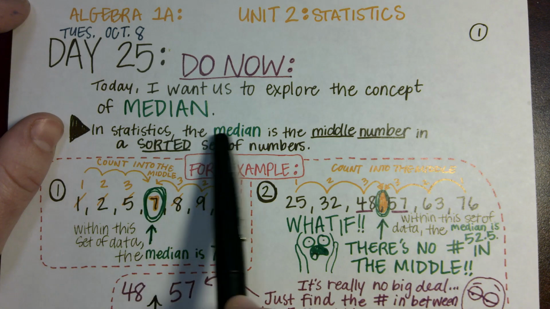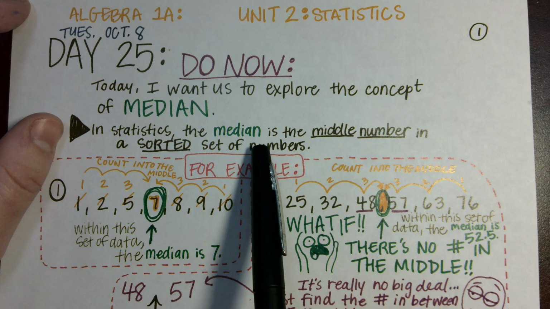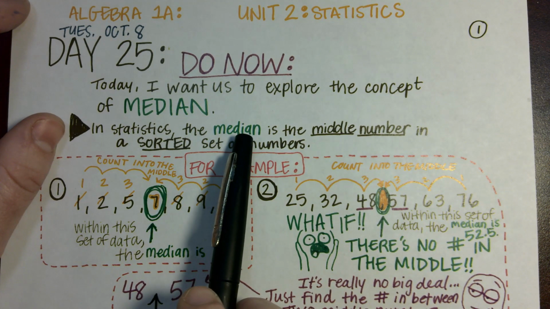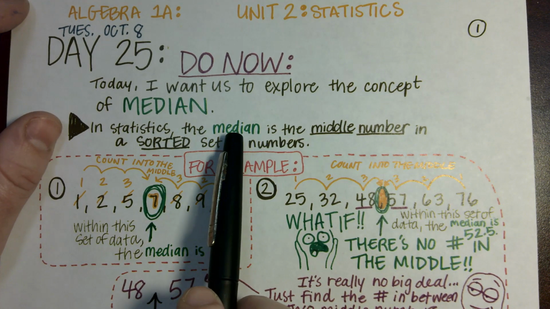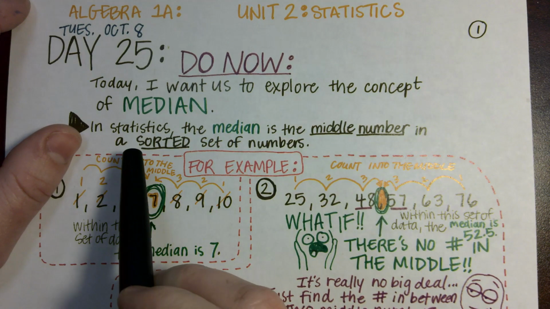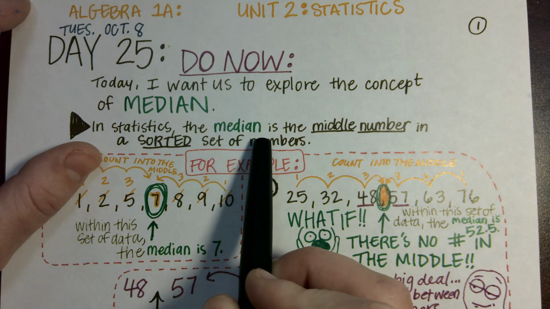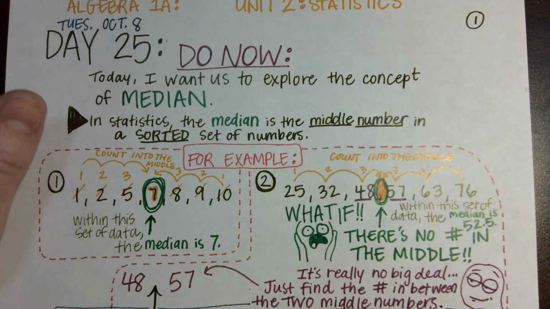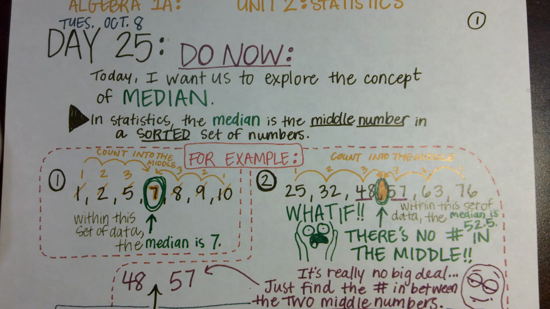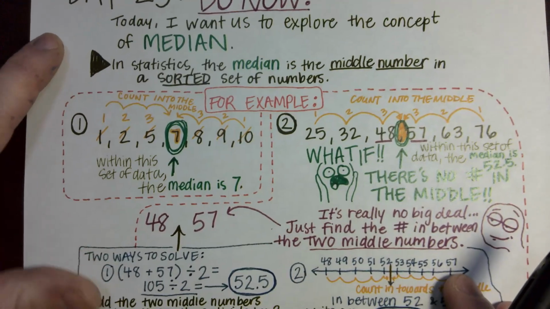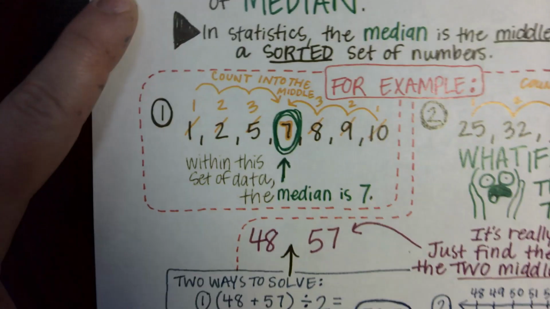In statistics, the median is the middle number in a sorted set of numbers. Perfect. So when we're finding median, we're looking for the number that is in the middle. Now, the big key part here is that it's in a sorted set of numbers. When I say a sorted set of numbers, what do I mean by that? In order. Yes, they need to be in order from least to greatest. So if your numbers are not in order, we have to do that first. Now, once our numbers are in order, I gave you a couple of examples.